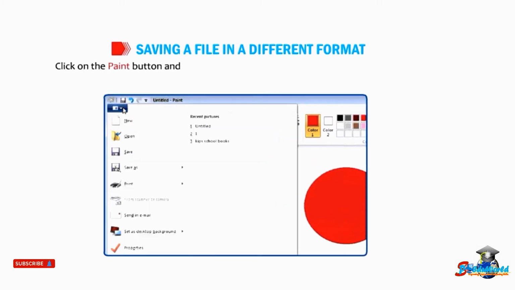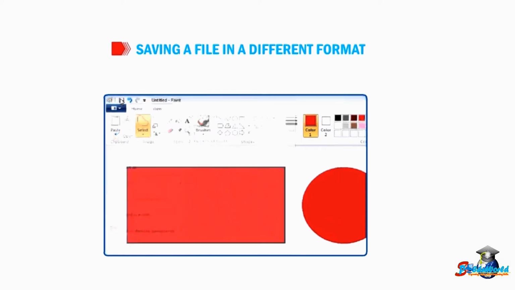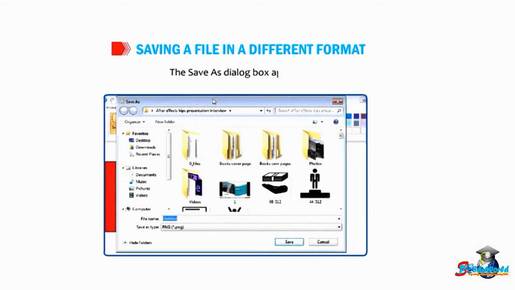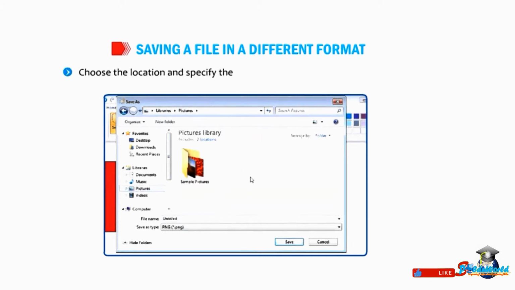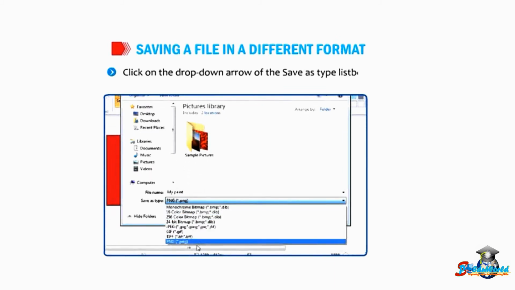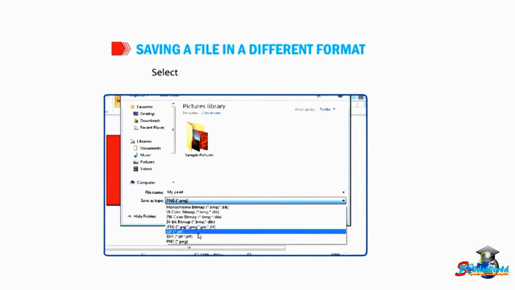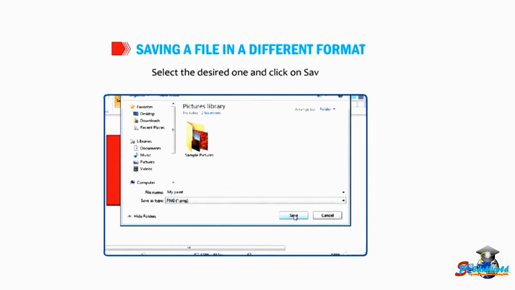click on the PAINT button and choose the Save option, or click on the Save icon on the Quick Access toolbar. The Save As dialog box appears. Choose the location and specify the name of the file in the File Name text box. Click on the drop-down arrow of the Save As Type list box. You will get different file formats. Select the desired one and click on Save.